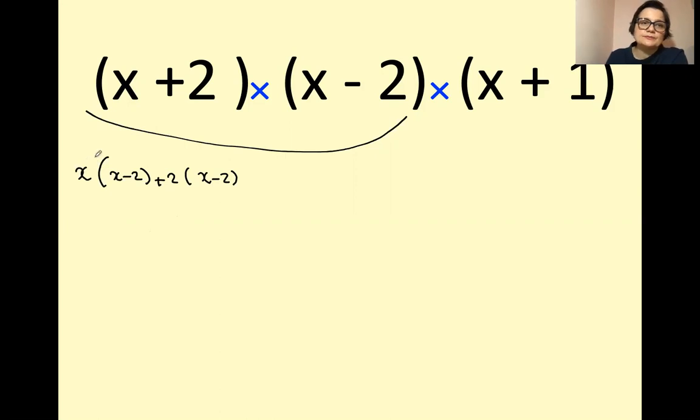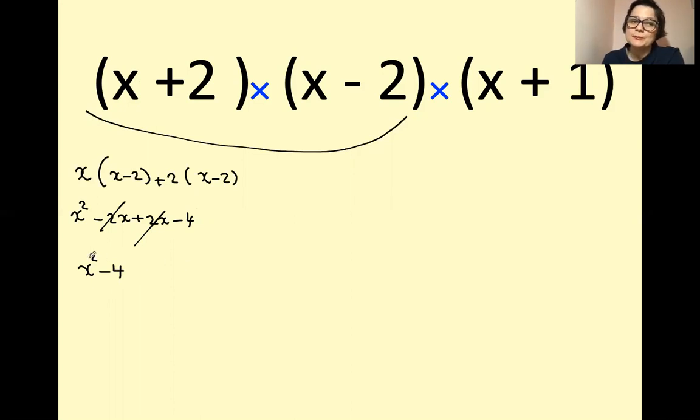Find the answer, so expand. This one is going to be x times x is x to the power of 2, minus x times 2, minus 2x, plus 2 times x, 2x, 2 times minus 2, minus 4. Now let's have a look if you have any like terms. Yes, minus 2x plus 2x. Cross them out, because they make 0. And so you have x to the power of 2 minus 4. This is the answer to the multiplication of the first two brackets.